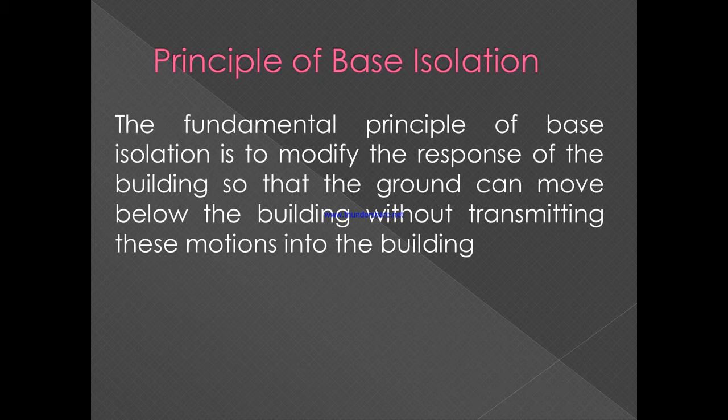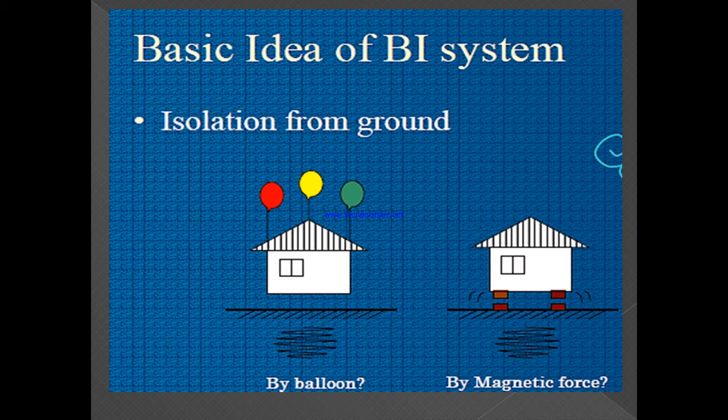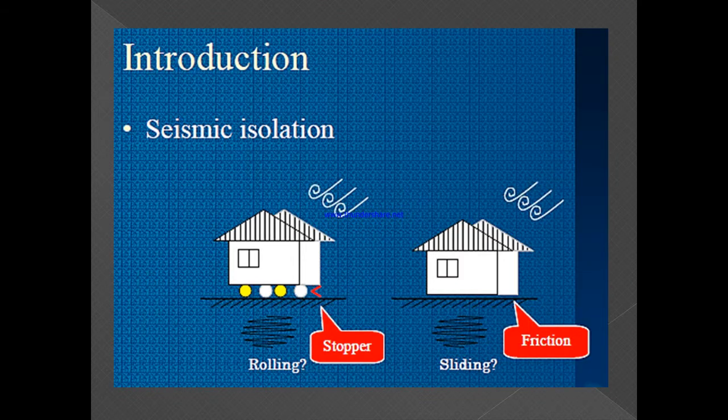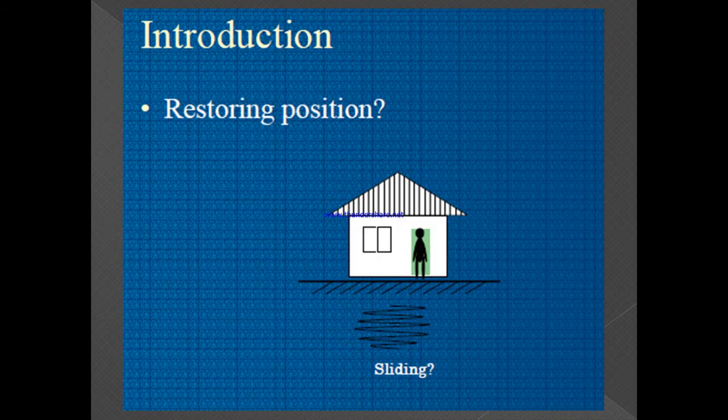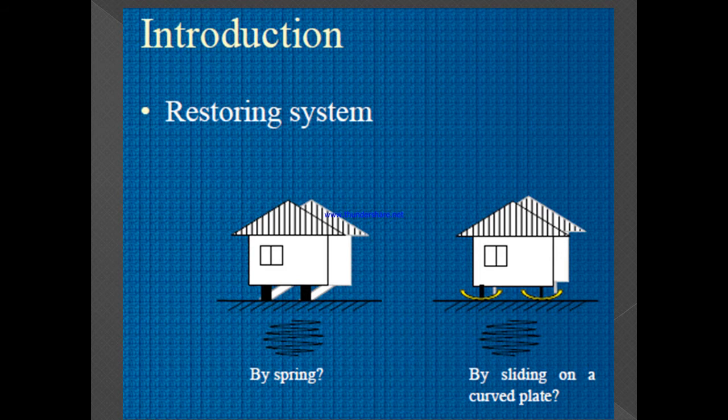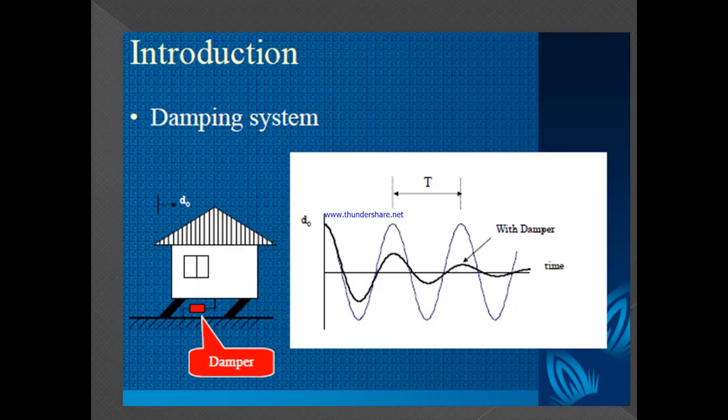Then the principle of base isolation. The fundamental principle of base isolation is to modify the response of the building so that the ground can move below the building without transmitting this motion into the building. So this is the basic principle. This is the example: isolation from the ground by balloon or by magnetic forces. In base isolation, the second diagram is applicable. So this is the seismic isolation introduction. Rollers can be provided, sliders can be provided, frictionless. These are some of the examples. Restoring forces, then this is a damping system.